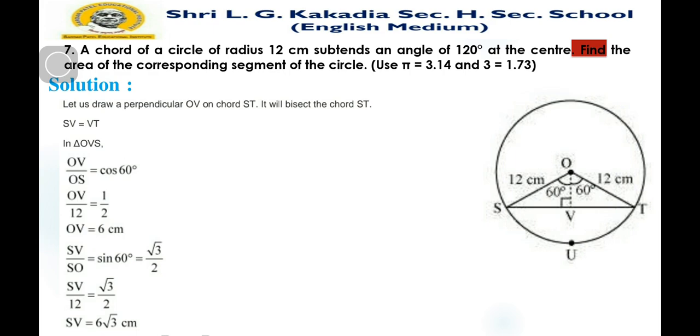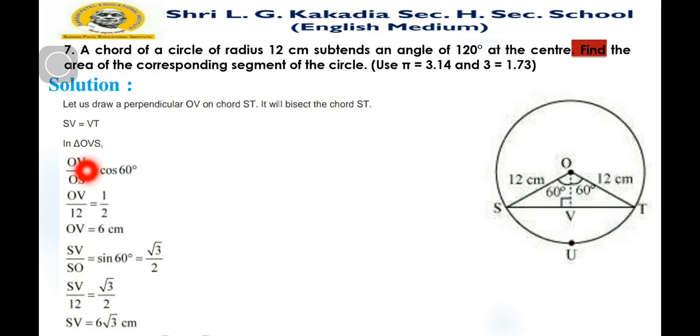Solution: let us draw perpendicular OV on the chord ST. It will bisect the chord ST. SV is equal to VT. In triangle OVS, OV divided by OS means adjacent side divided by hypotenuse.